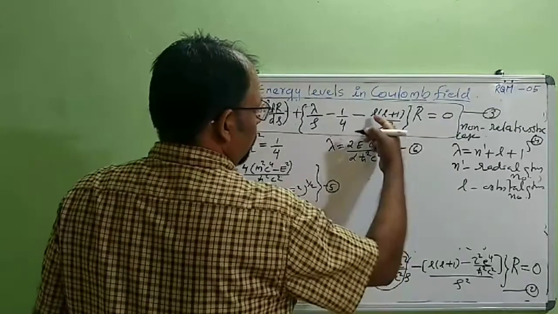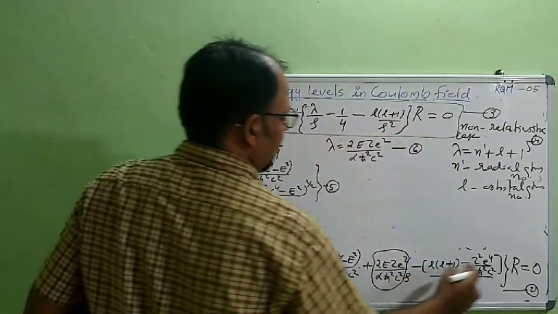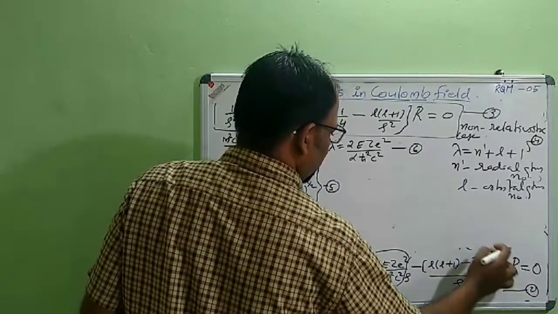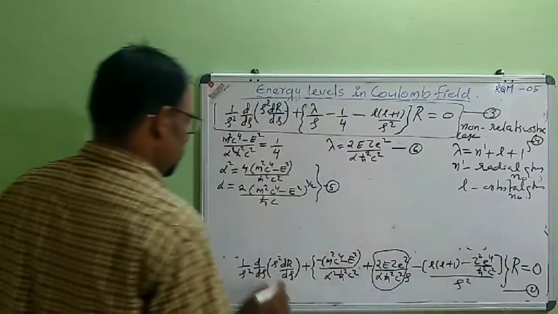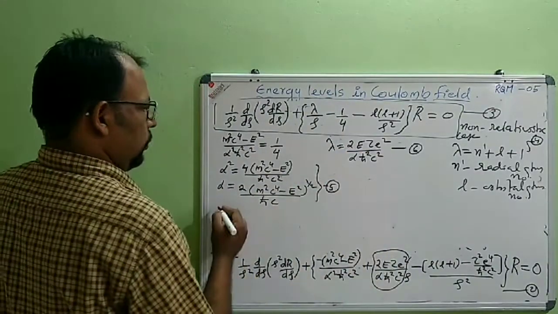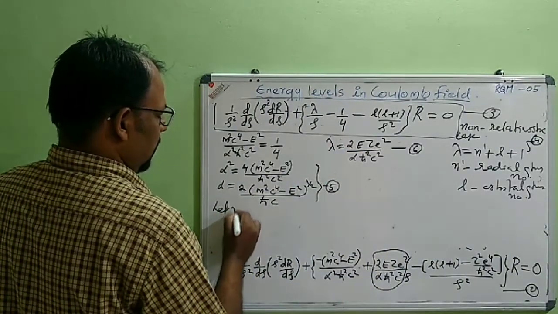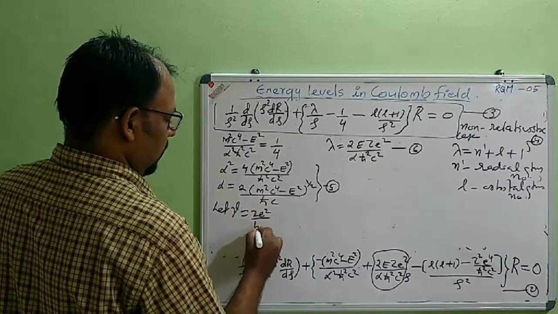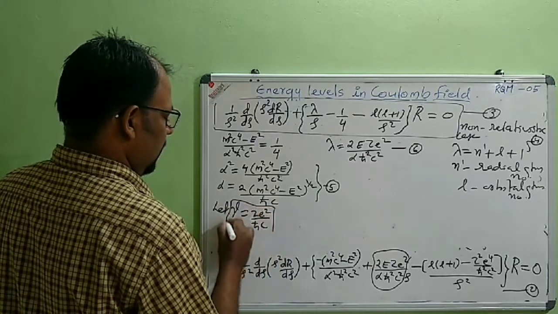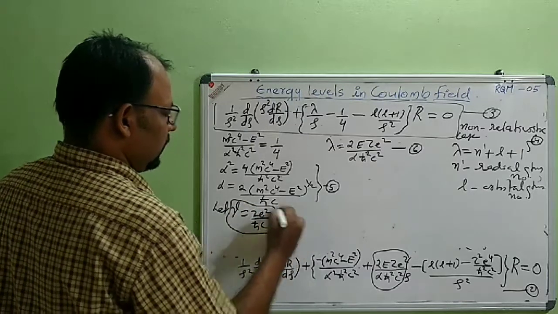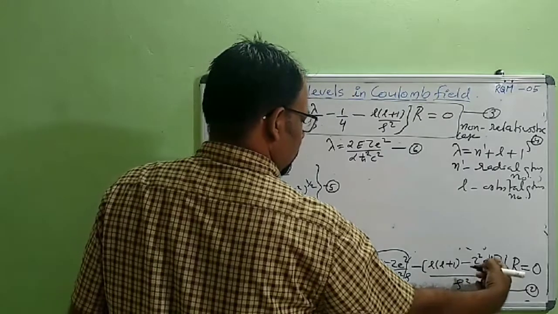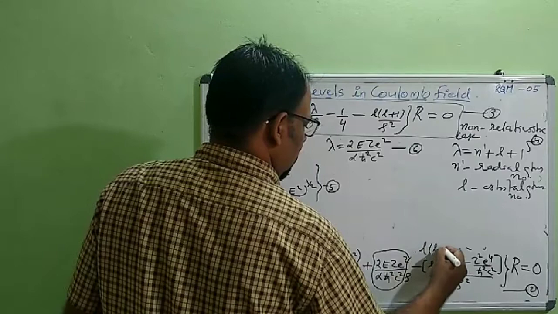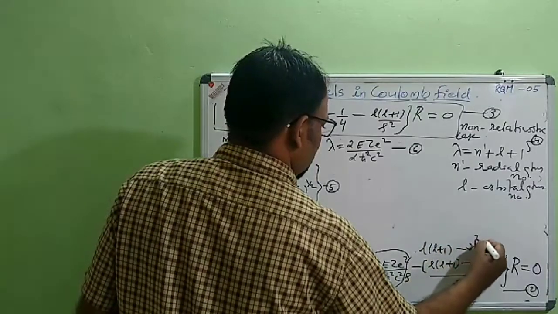Now, minus of L into L plus 1. Instead of L into L plus 1, I am having a term L into L plus 1 minus Z square e raised to 4 by h bar square c square. So I am introducing a new constant. Let gamma be equal to Z e square by h bar c. So this term will become L into L plus 1 minus gamma square.